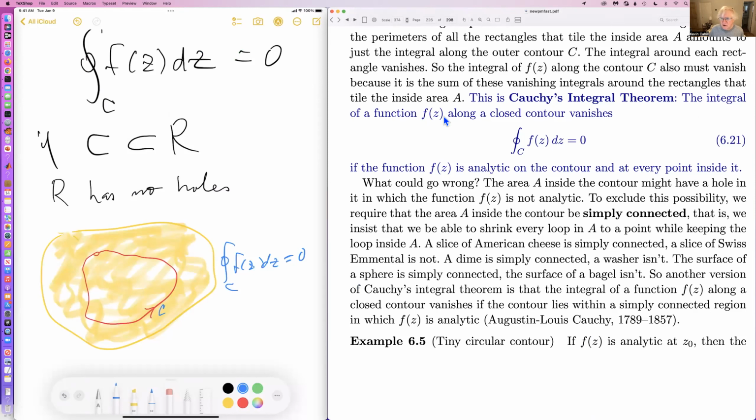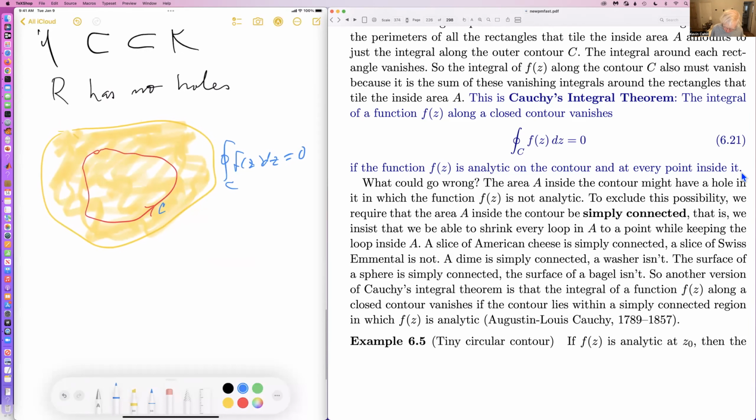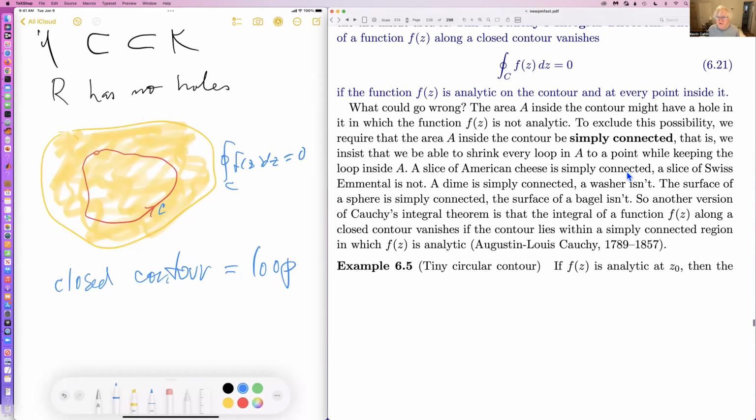So that's Cauchy's integral theorem. The integral of a function along a closed contour vanishes if the function is analytic on the contour and at every point inside it. A closed contour, of course, is just basically a loop. So closed contour equals loop. And I think I should have used that term instead of closed contour. But in all the books, it's always closed contour.